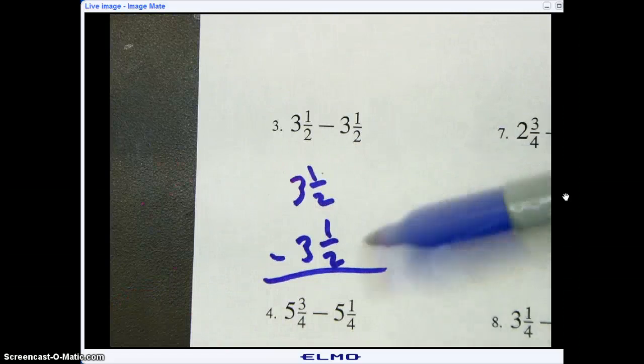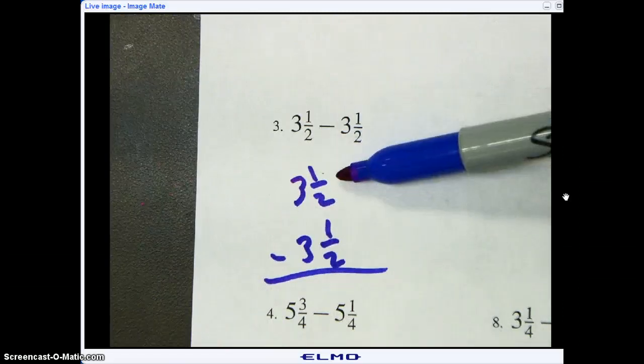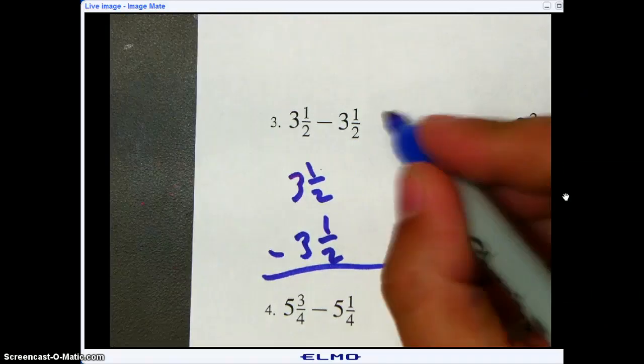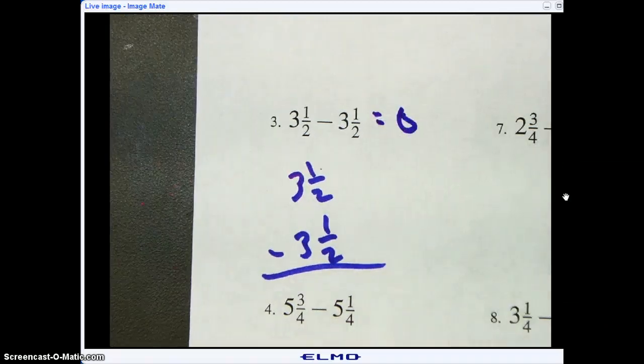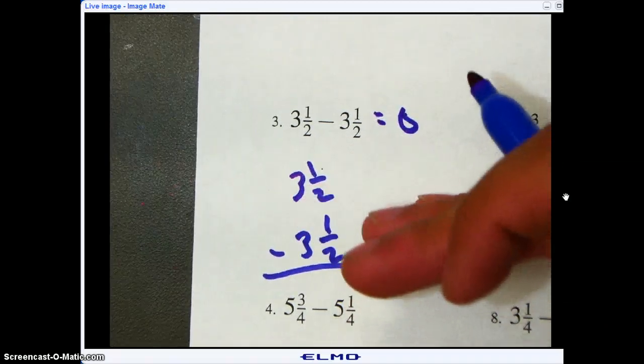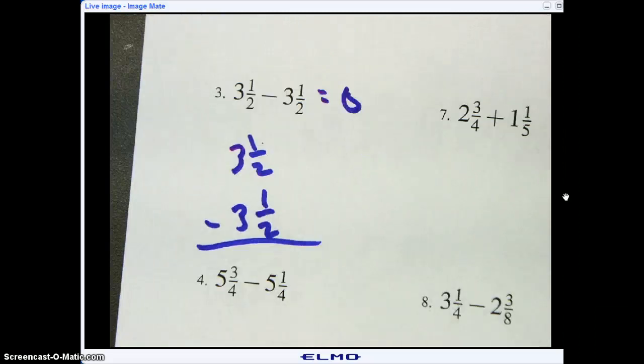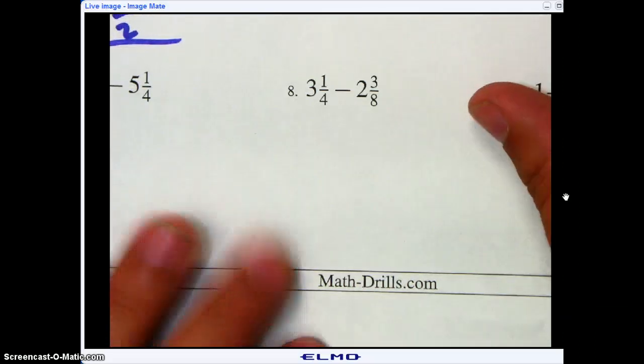Look, number 3. If you have 3 and 1/2 and you take away 3 and 1/2, what are you left with? 0. Yeah, we don't have to worry about this one too much. If you have 5 and you subtract 5, it's 0. 3 1/2 minus 3 1/2 is also 0. All right, number 8.